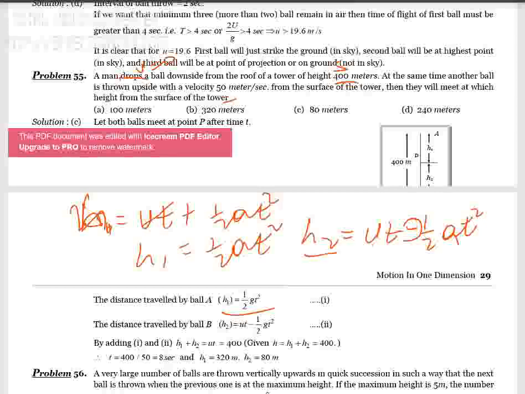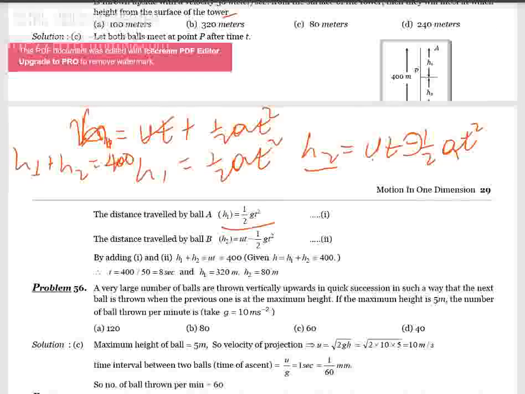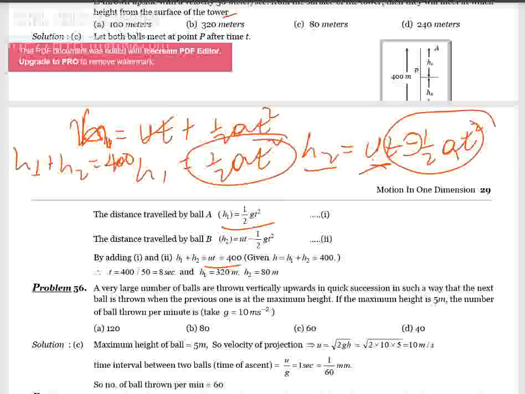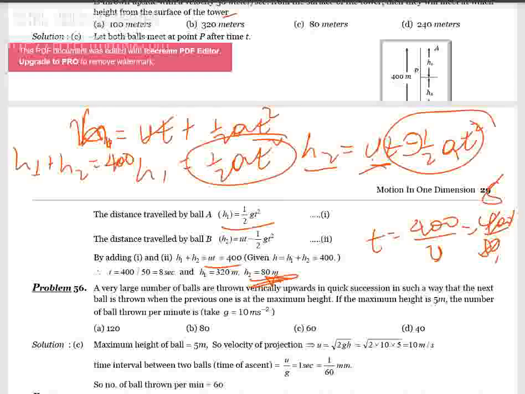You start from that, H1 plus H2 is equal to 400. Then this one gives us UT is equal to 400, because this part and this part are cancelled out and only UT is left, and U is known, the initial velocity is given. Then from this, T is equivalent to 400 over U, and U is 50, therefore 400 over 50, 0 is cancelled by 0, and by 5 it's 8.